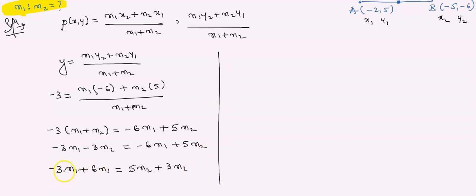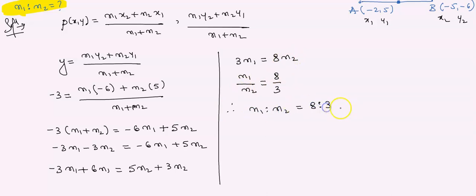6 m1 minus 3 m1, 6 minus 3 is 3 m1. That is equals to 5 m2 plus 3 m2, that is 8 m2. We need the ratio, right? So what we do, m1 keep it as it is, cross multiply, m2 will come down, that is m1 by m2 is equals to 8 by 3. 3 will come down, m2 will come down. Now therefore we can say that m1 is to m2 is equals to 8 is to 3.